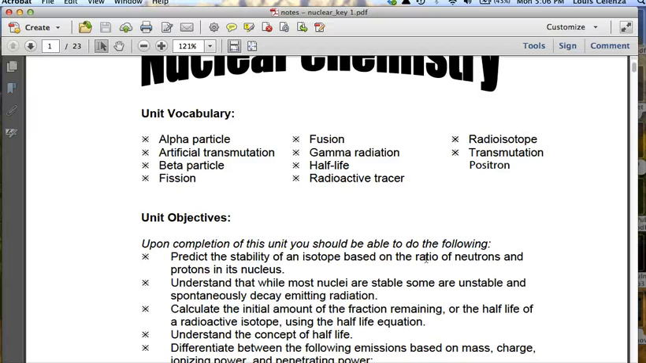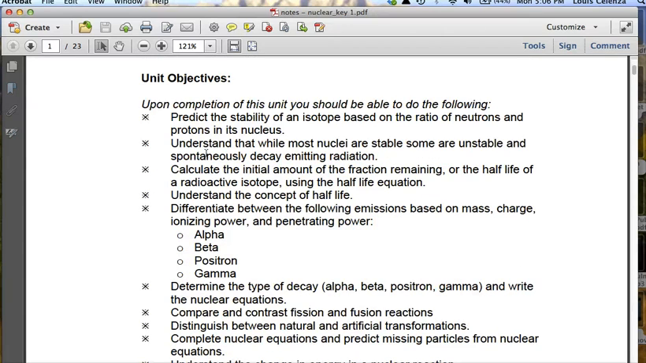First, you're going to notice some of the vocabulary. Not every single one of these do you need to really know the definition for. Things like alpha particle, beta particle, positron. It's not really a definition. You should just be familiar with the properties of those specific particles, including gamma radiation. You should definitely know the definition for both fission and fusion, and transmutation. Artificial transmutation, you don't necessarily need to know the definition for, but you should know the term transmutation and what that means.